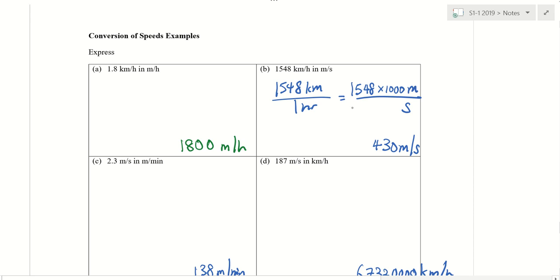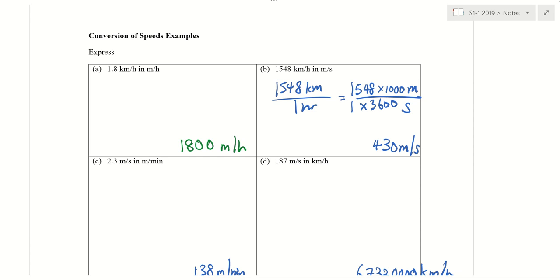How about the bottom? If I want hour to second, 1 hour for many seconds or 1 hour for few seconds? 1 hour got many seconds, right? So 1 hour to second would be 1 times 3,600. Alright, then I press this long numerator and long denominator in the calculator.